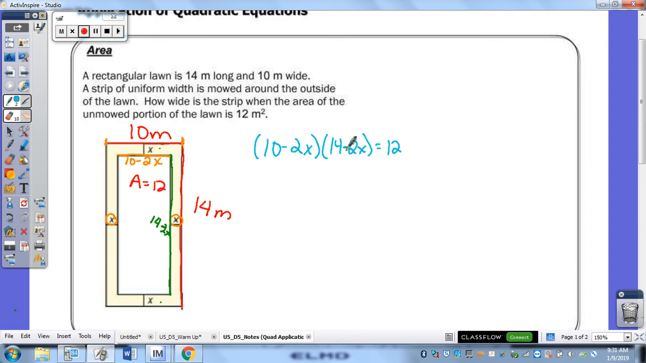So now we got to solve for x. So for this one, what we're going to want to do is our distribution here. So 10 times 14 gives us 140. 10 times negative 2x is going to give us negative 20x. And then we'll distribute our negative 2. So negative 2 times 14 will be negative 28x. Negative 2x times negative 2x is positive 4x squared. And then that still equals 12.